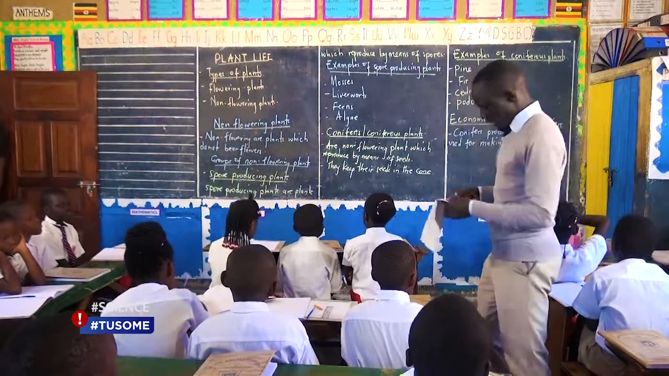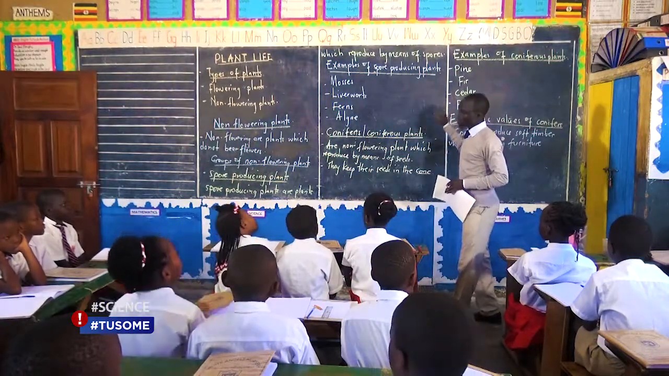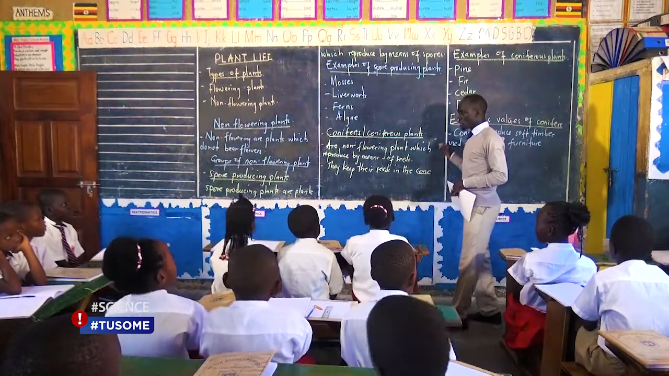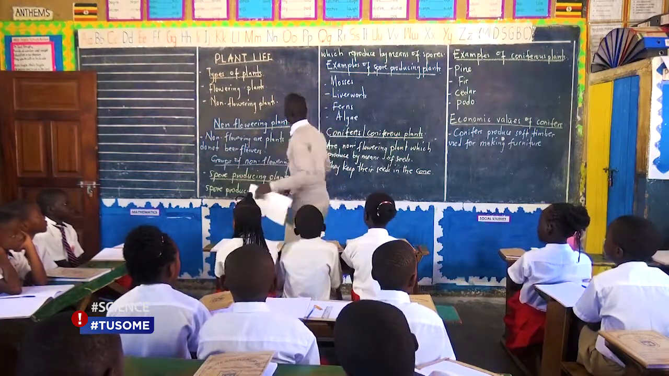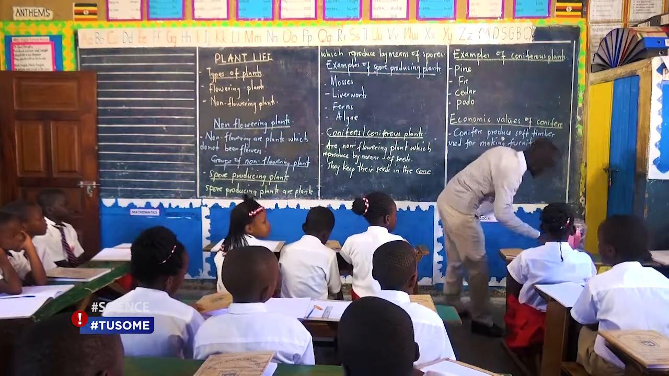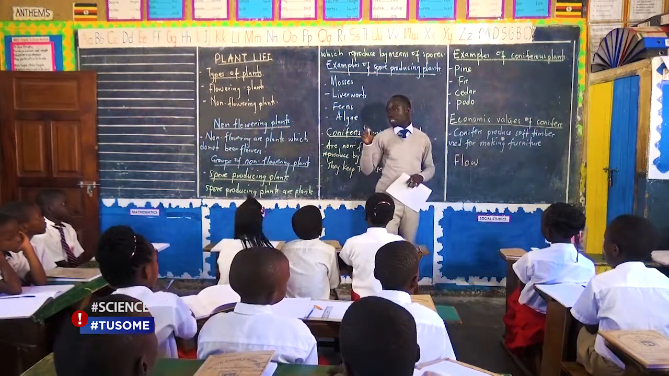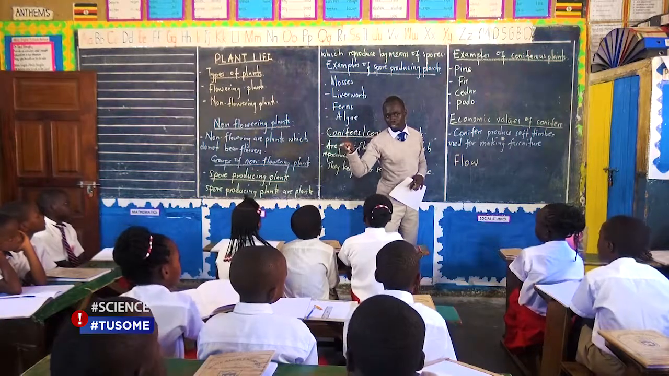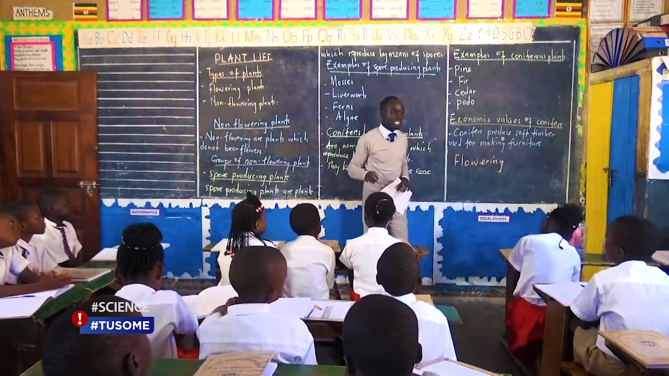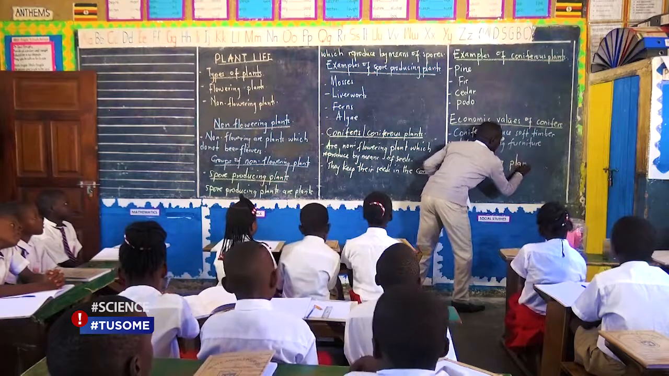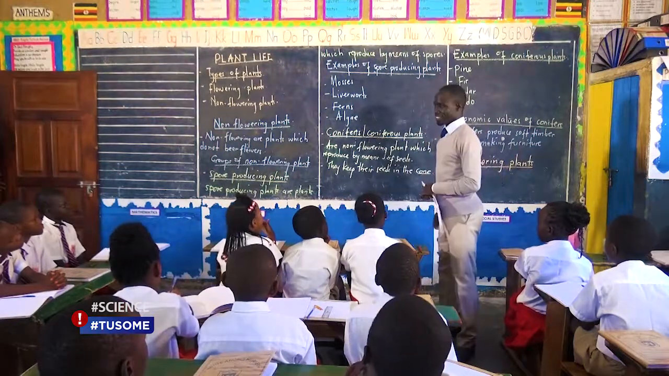Now these are non-flowering plants. Today we shall not go into details about them. Now, let us go to another group of plants called flowering plants. At the beginning of the lesson, somebody told us that there are two types of plants: flowering plants and non-flowering plants. So we have looked at non-flowering plants, and we are starting with flowering plants.